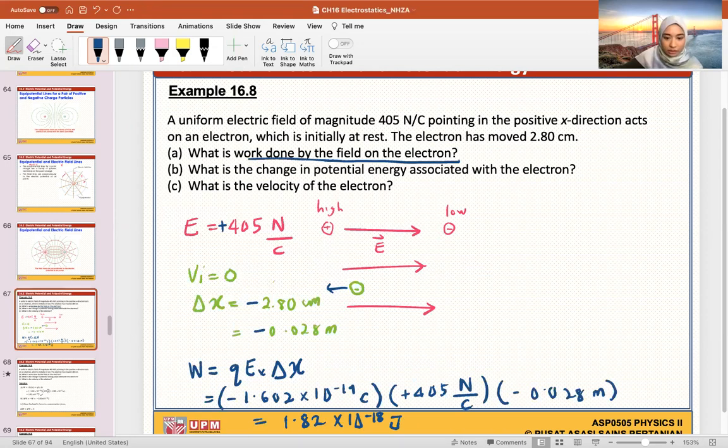This is not a triangle, it's a zero, okay? Times 10 to the minus 18 joules. So that's the work done. Easy. So Q is minus, Ex is positive, and our displacement was on the opposite because it followed the natural tendency. Okay, what is the change in potential energy associated with the electron? Easy. We know that W is equal to minus delta PE. If my W is equal to 1.82 times 10 to the minus 18, then my delta PE is equal to minus 1.82.